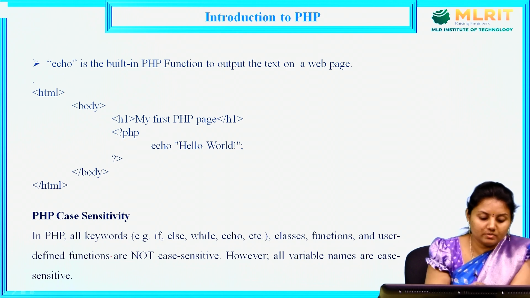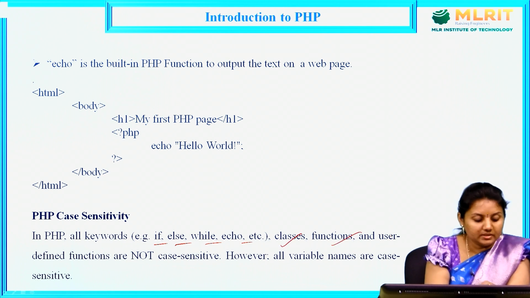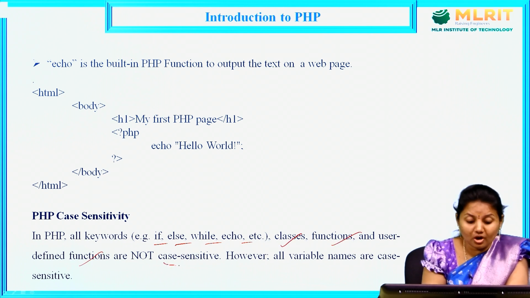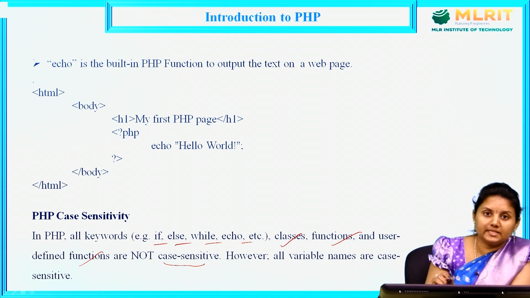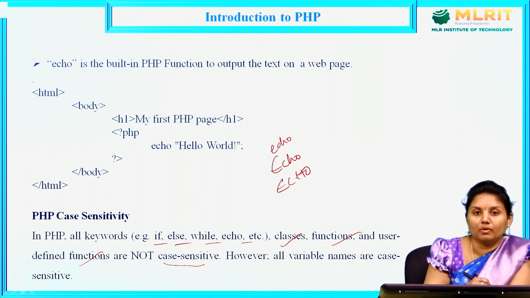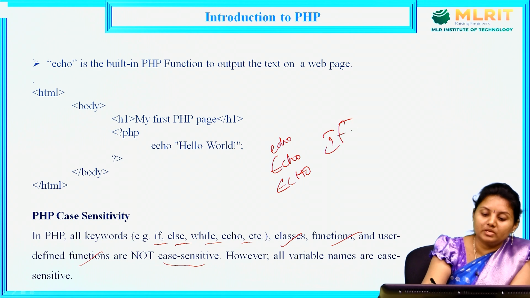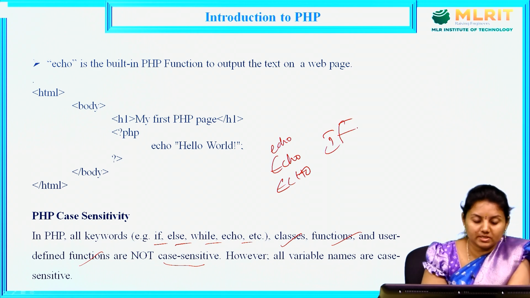PHP keywords you are writing, if, else, while, echo, all the keywords, classes and functions, including user defined functions, are not case sensitive. Not case sensitive means either you can write echo in lowercase, or you can also write it in uppercase, or in mixed case. That means they are not case sensitive. So if can also be written like this. That is not case sensitive.